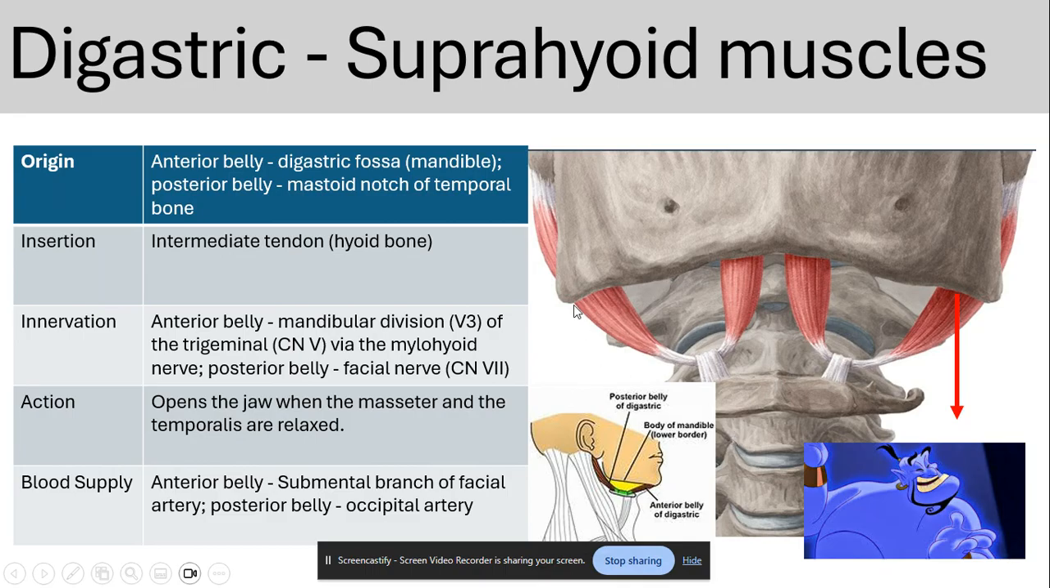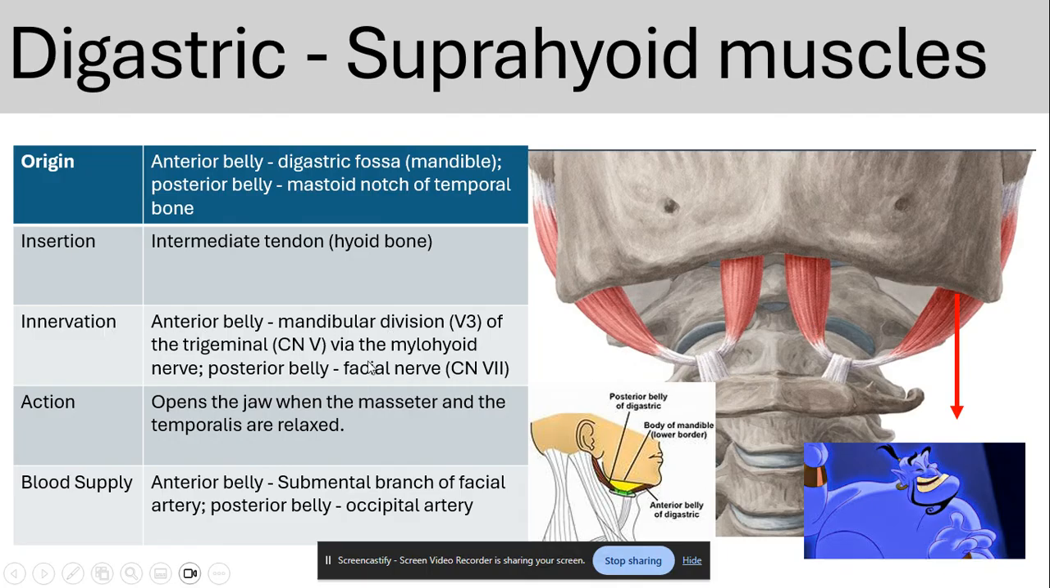All right, so anterior belly, digastric fossa, mandible; posterior belly, mastoid notch of temporal bone. So there are two origins: the mastoid notch of the temporal bone for the posterior belly, and the digastric fossa of the mandible for the anterior belly, okay? Insertion, intermediate tendon to the hyoid bone. So that's where it inserts, intermediate tendon, hyoid bone. There you go.